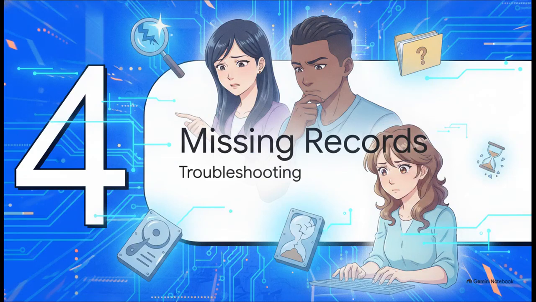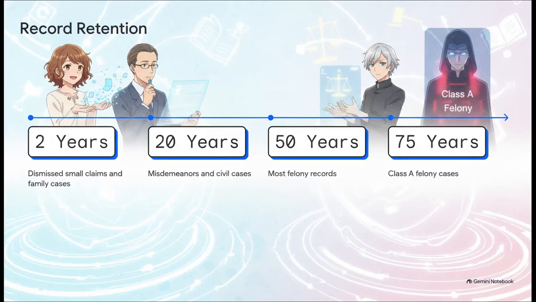Okay, let's talk about Section 4, Troubleshooting Missing Records. Now, you might be wondering, what happens if you do everything right, perfect spelling, right filters, and you still can't find the record? Well, there's a massive misconception out there that court records just live on the internet forever. They absolutely do not. The time a record stays visible on WCCA varies wildly, and it's all based on the state's official retention schedule. To put that into perspective, a dismissed small claims or family case completely vanishes from the online portal in just 2 years. They do that to prevent unfair public stigma.